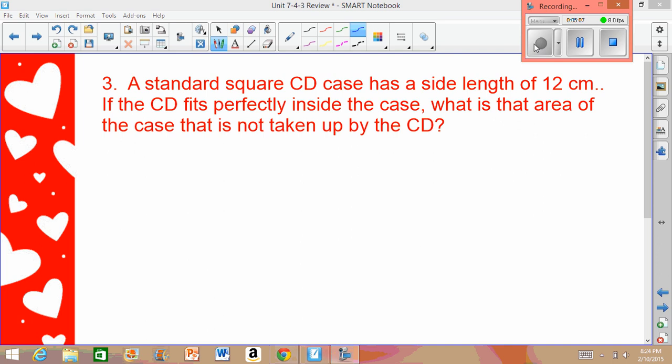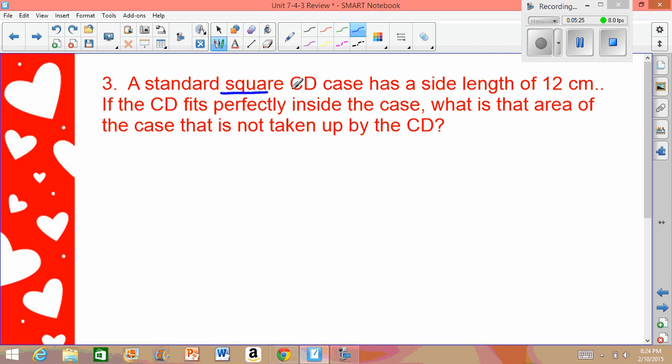All right, moving on to problem number 3. It says a standard square CD case has side length of 12 centimeters. If the CD, which is round, fits perfectly inside the case, what is the area of the case that is not taken up by the CD?